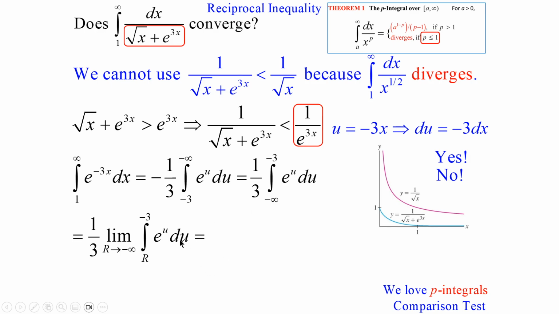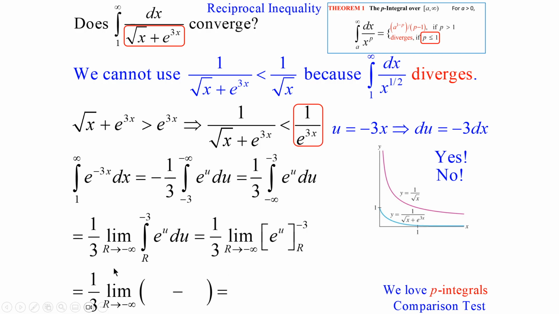All right. And the antiderivative of e to the u is e to the u. So we've got a 1/3 times the limit as r approaches negative infinity of e to the u from r to negative 3. And that's going to be the fundamental theorem of calculus: 1/3 the limit as r approaches negative infinity of e to the negative 3 minus e to the r. And isn't e to the r, as r approaches negative infinity, approaching 0? So that's just going to be 1/3 of e to the negative 3, or 1/3 e to the 3rd.